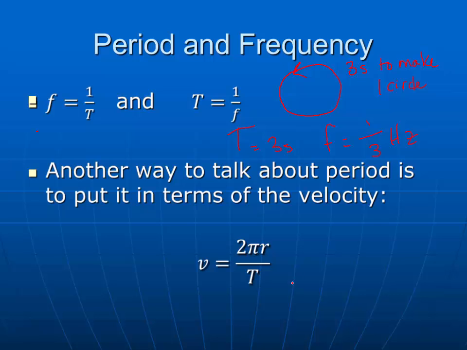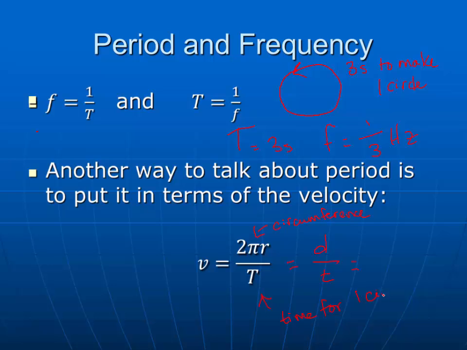So another way to talk about period is to put this in terms of velocity. Velocity is 2 pi r over T. If you think about it, this is the exact same thing as distance over time, except this is the circular version. So 2 pi r is equal to a circle's circumference, right? And period is the time it takes to go around that circumference one time.